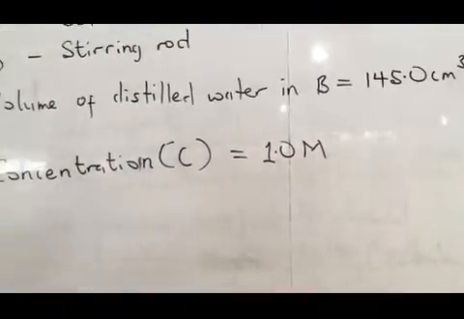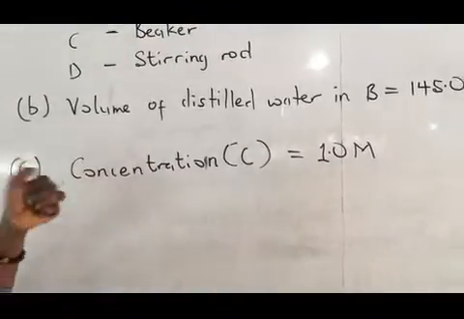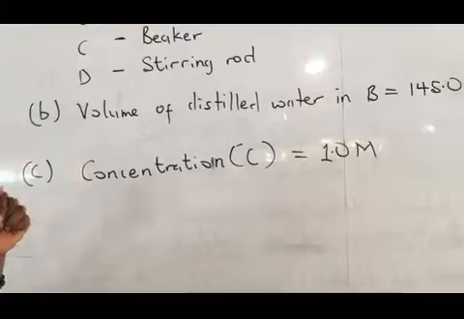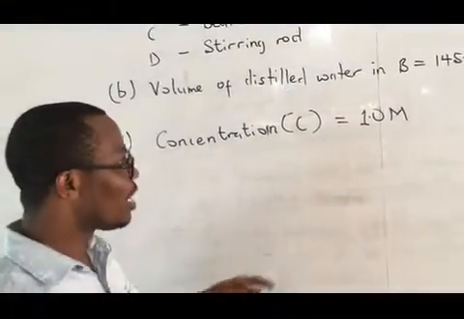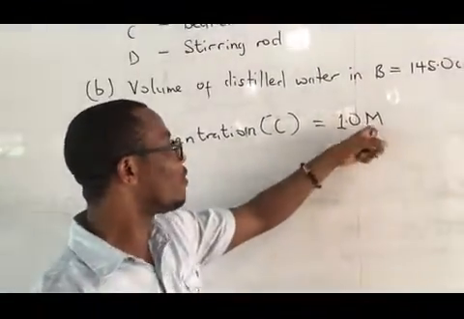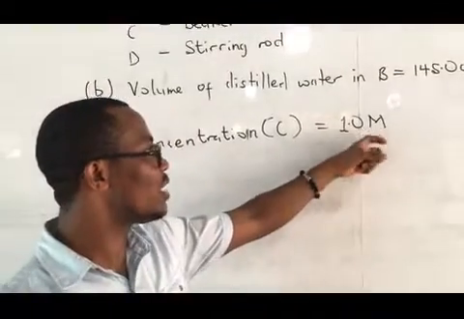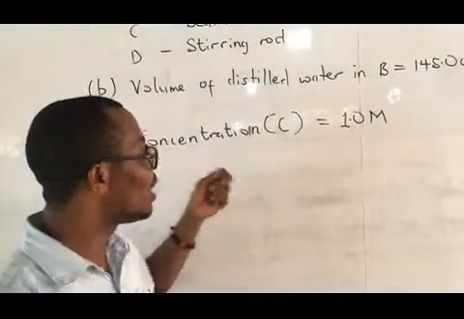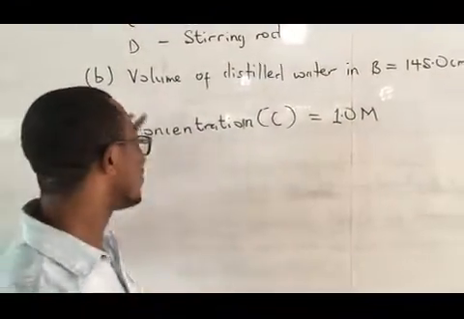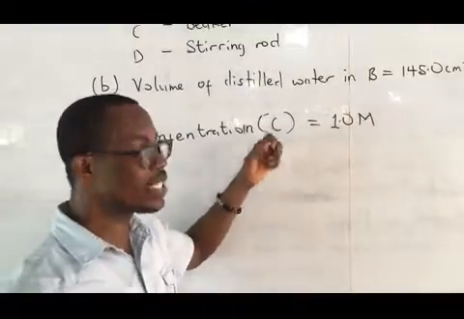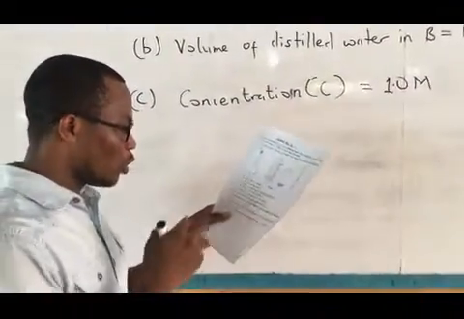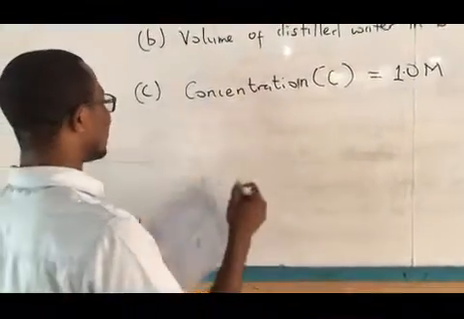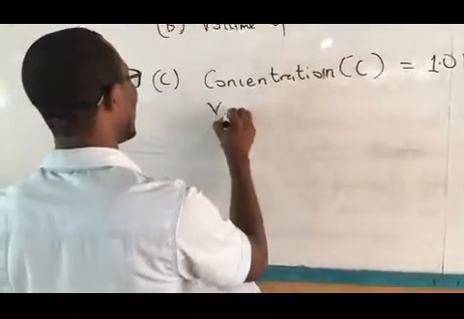You should know that actually you have two types of concentration, molarity and then mass concentration. But the unit here is molar. And if the unit of concentration is in molar or mole per dm cube, then it represents molarity. So this concentration is specifically molarity. And then you are also given the volume that was prepared, that is 100 cm cube. So that's the volume.